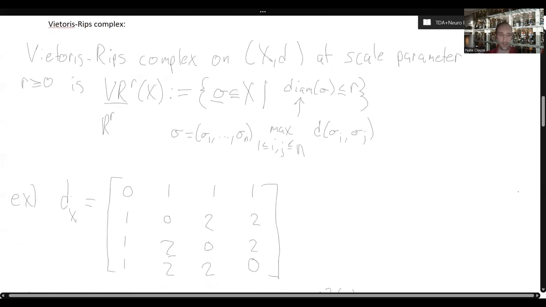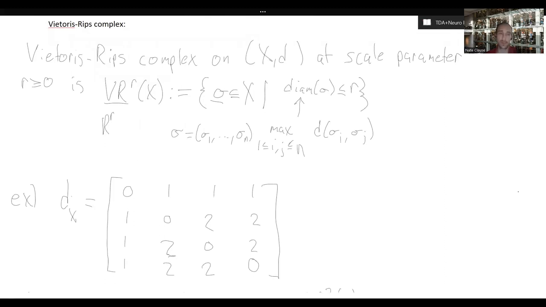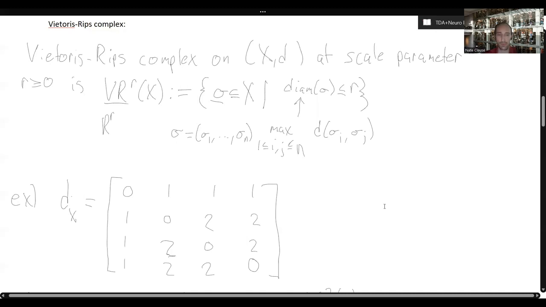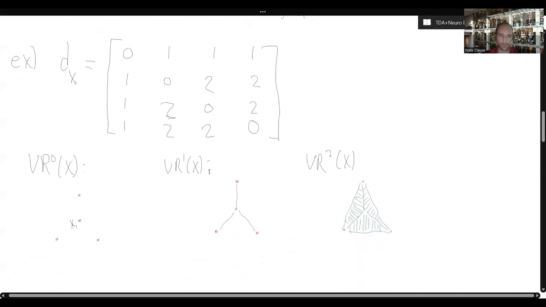So what's an example here? This is a very simple metric space. Recall, this is how we would oftentimes look at a metric space in practice, via a distance matrix, as we discussed in recitation last week. This matrix, you can verify pretty easily, is a distance matrix. Now let's compute the Vietoris-Rips complex for a couple of scale parameters.